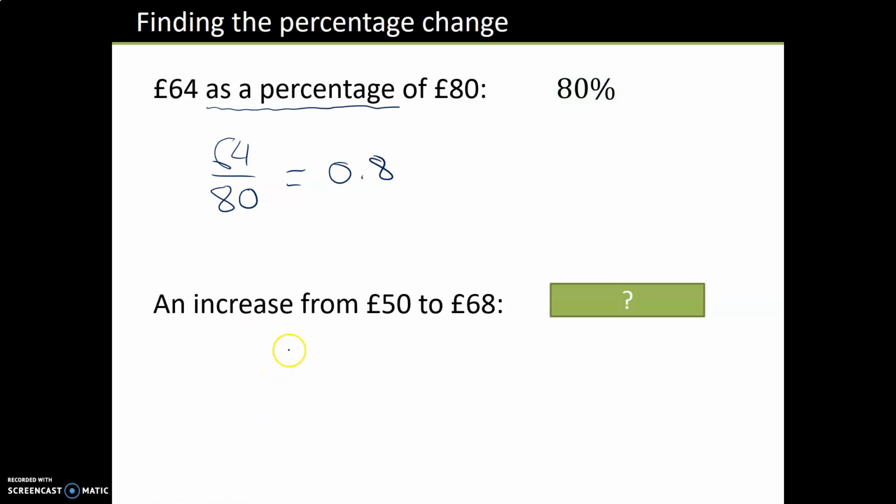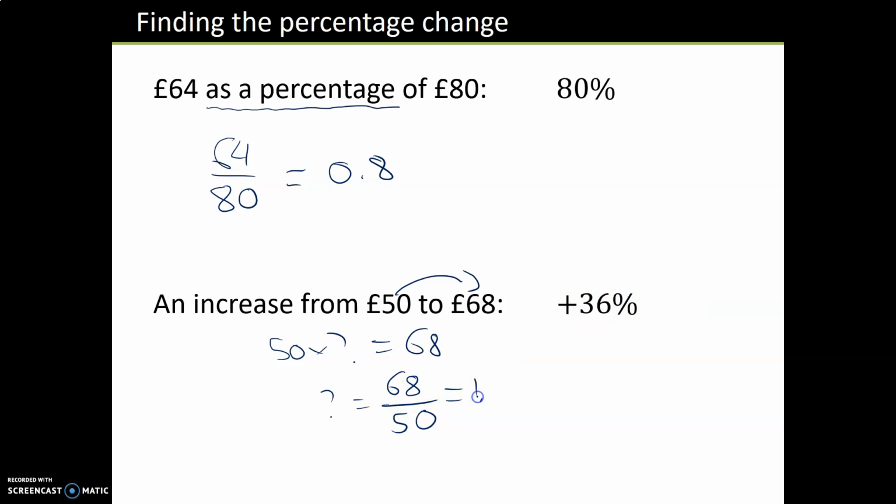The increase, there's two ways to do this. You could think that the change is divided by the original, but I tend to think of it as, well, I've started here, I've gone here. So I've gone 50 times some multiplier is 68. So all I need to do is 68 divided by 50, which gives me 1.36. And so you can see 1.36, so it's 136%, so the increase is 36%.